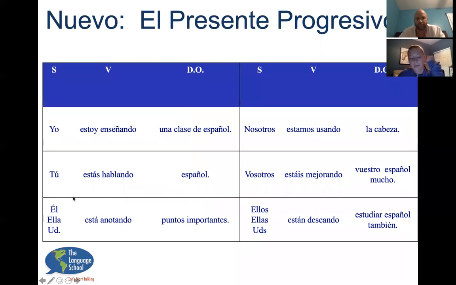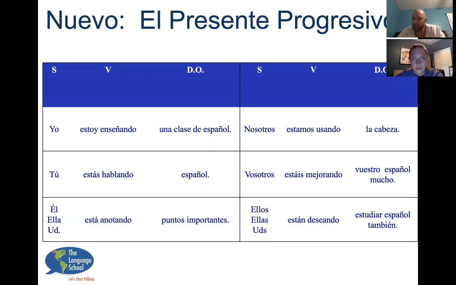You got it. Okay. So here are just some examples of all the different conjugations. Remember, the verb estar is what's going to conjugate based off of who is doing the action, right? So yo estoy enseñando una clase de español. I am teaching a Spanish class. Tú estás hablando español. Él está anotando, or ella está anotando, or usted está anotando puntos importantes. That's like saying he is taking important notes.